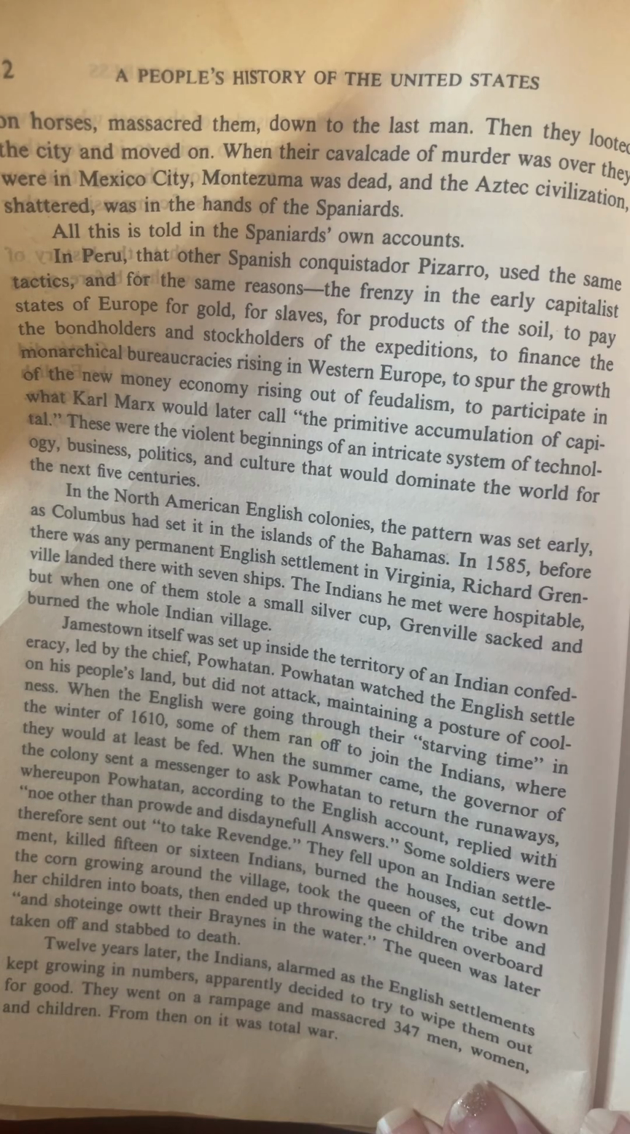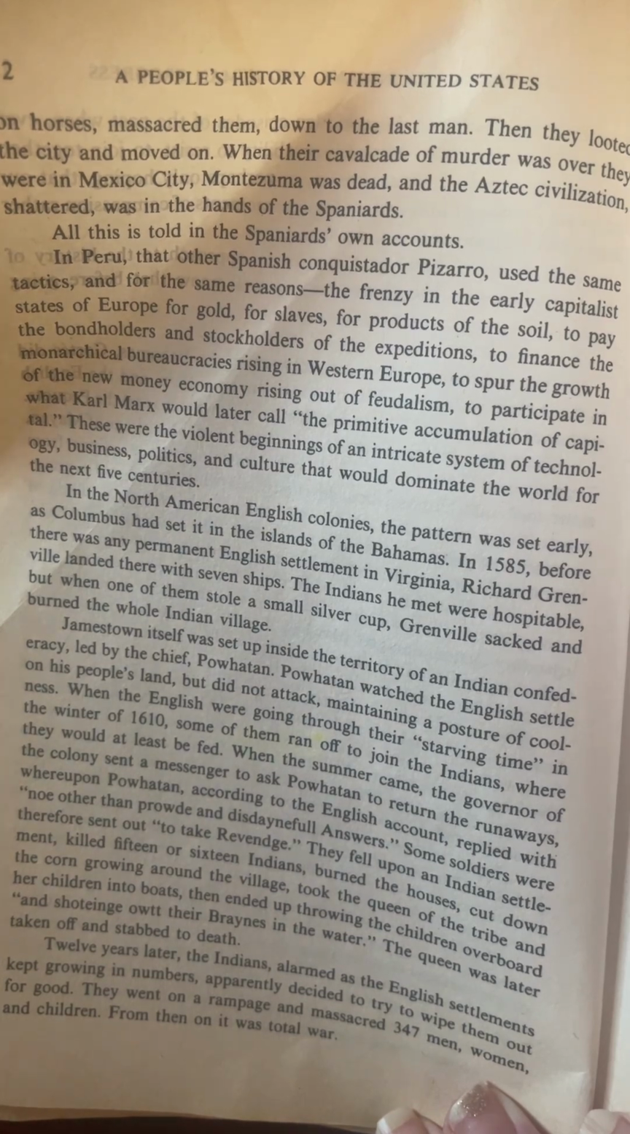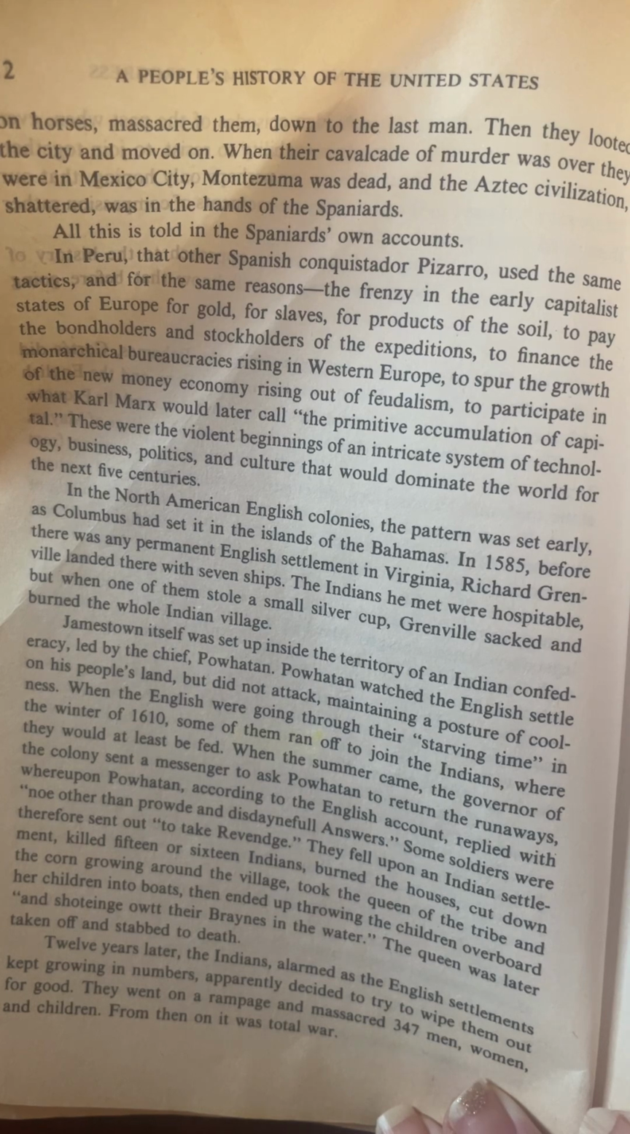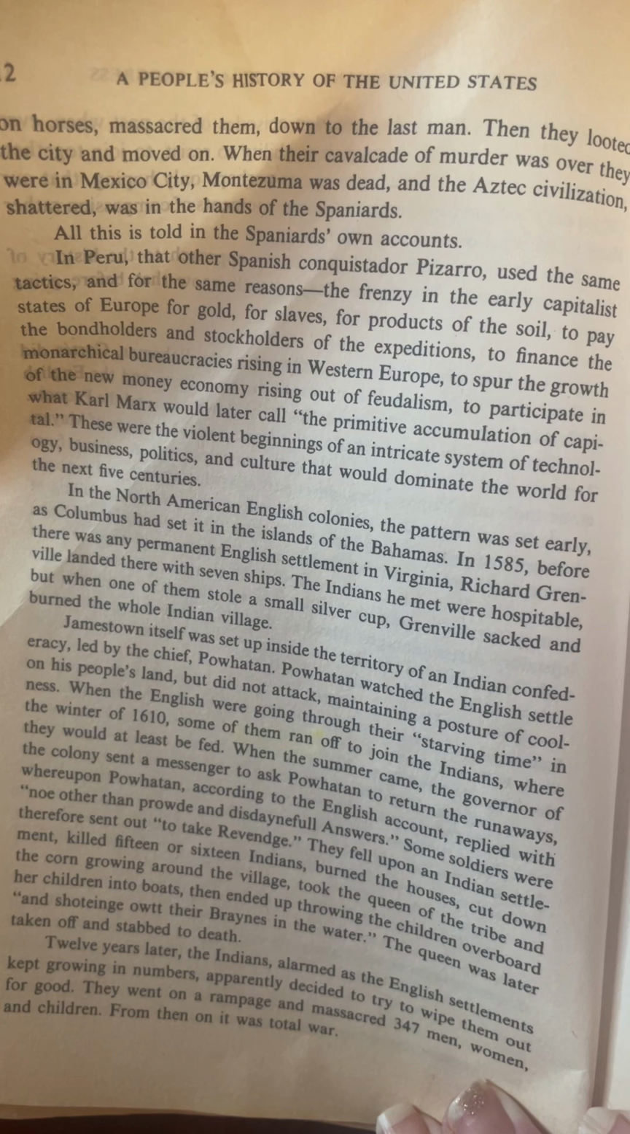When the English were going through their starving time in the winter of 1610, some of them ran off to join the Indians, where they would at least be fed. When the summer came, the governor of the colony sent a message to ask Powhatan to return the runaways, whereupon Powhatan, according to the English account, replied with no other than proud and disdainful answers. Some soldiers were therefore sent out to take revenge.